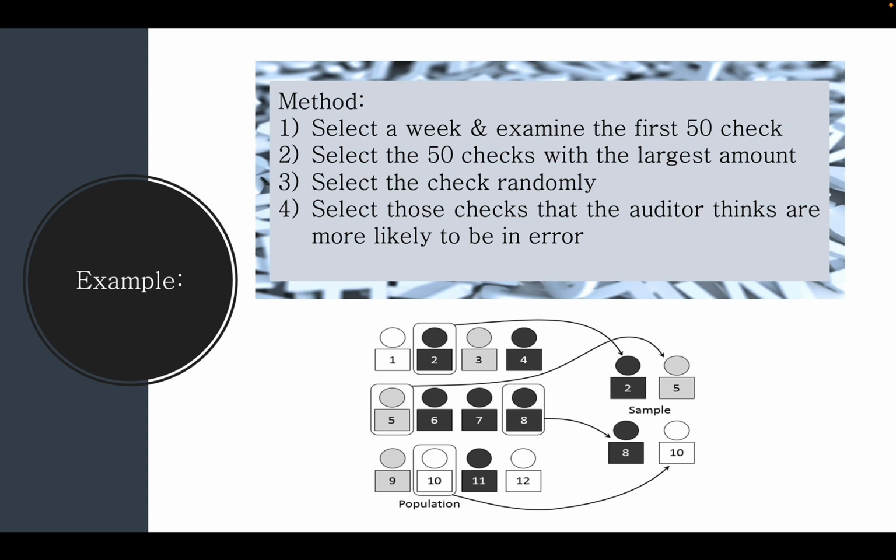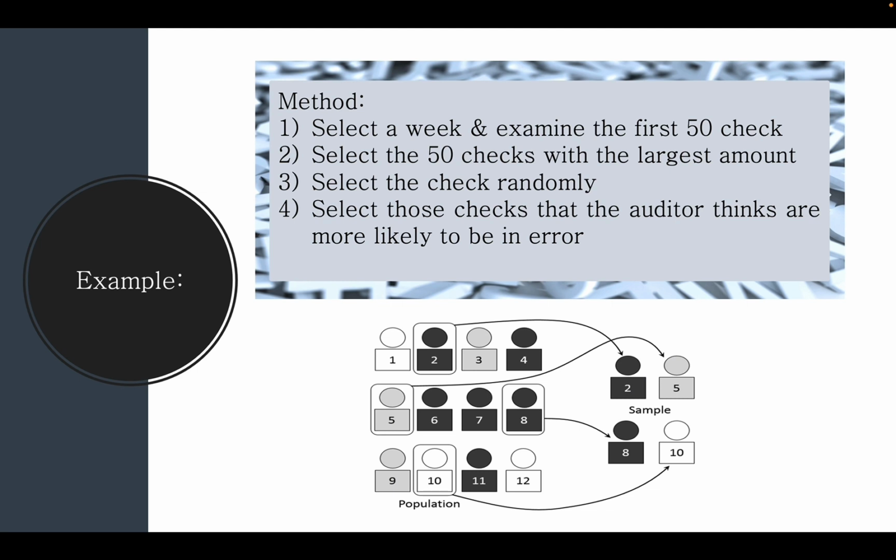Firstly, select a week and examine the first 50 checks. In this method, the auditor selects a particular week within the audit period and examines the first 50 checks issued during that week. It provides a systematic way to ensure a representative sample from a particular time frame.